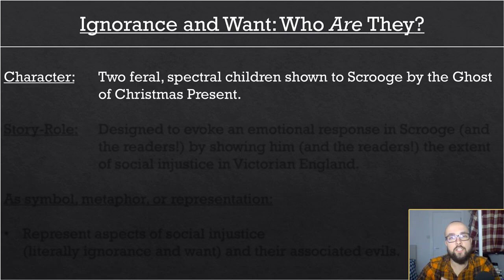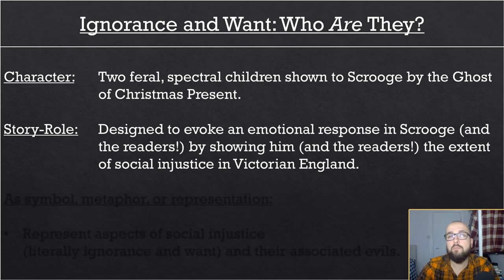Now, to consider this question, I often ask myself, what was the point of Dickens putting them into the story? And my answer to this is that they are designed to evoke an emotional response from both Scrooge and the readers by showing them the extent of social injustice in Victorian England. By showing these haggard and basically monstrous entities to Scrooge, Dickens is able to show the difficulties faced by the poor in Victorian England. Difficulties which the Cratchit family largely make do with, but that others would have fallen foul to.